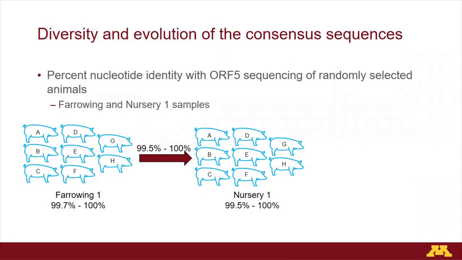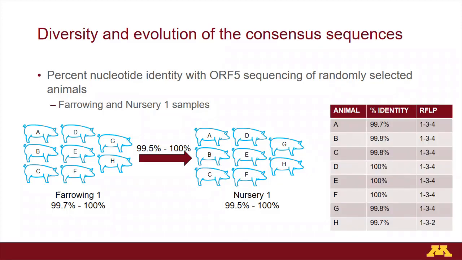However, the interesting thing is that now we can look at the evolution within each individual animal. So we want to compare the virus from, for example, animal A in the farrowing with animal A in the nursery. And with that, we see that most of them had some mutations occurring during that 6 weeks period. That variation ranged from 100% to 99.7%, which would be equivalent to 1 to 2 mutations during that time. And just out of curiosity, one of these animals had a mutation in a particular site, which actually made the RFLP pattern change.